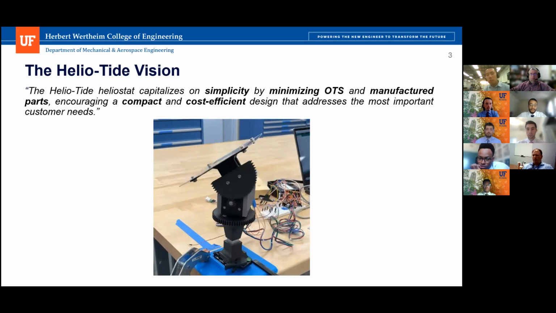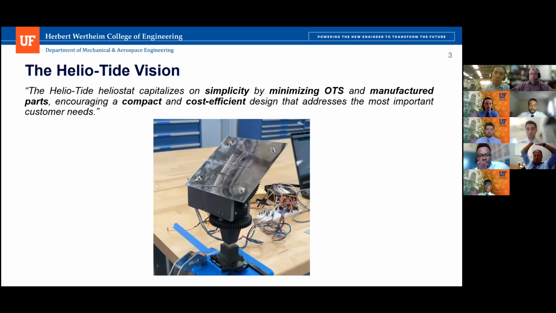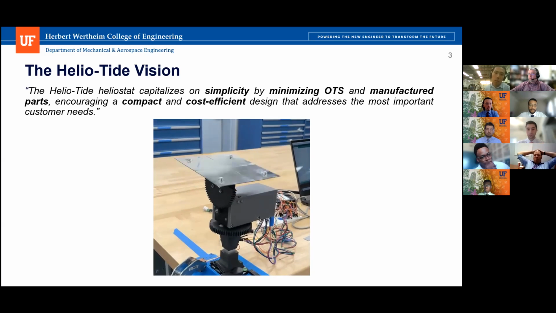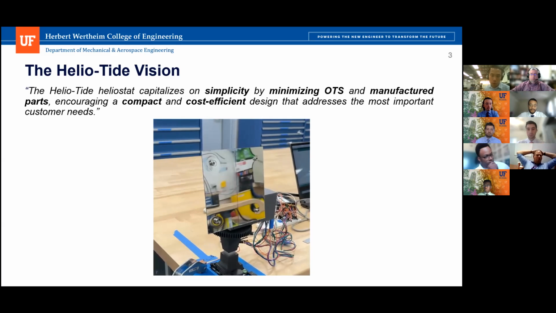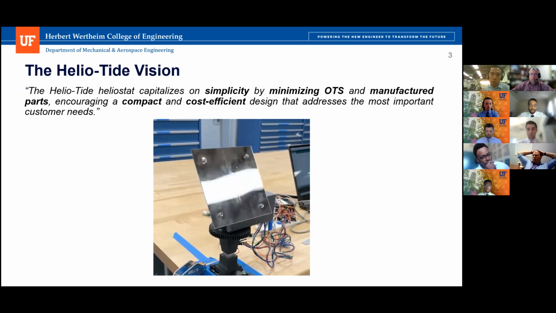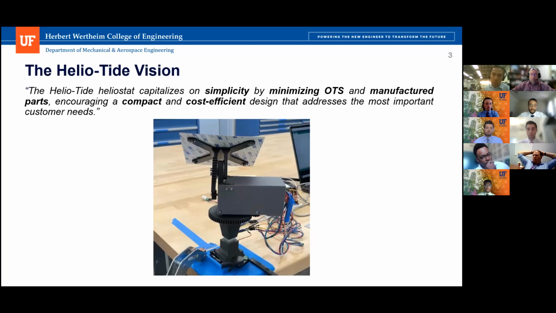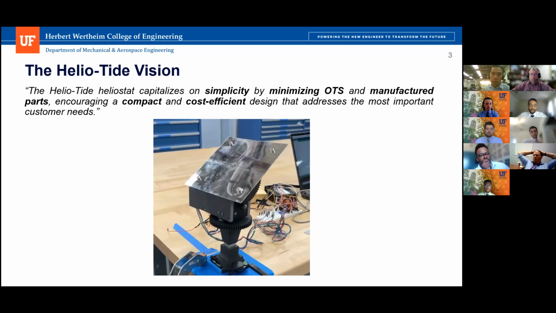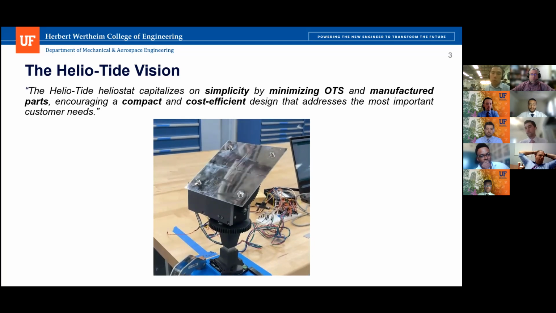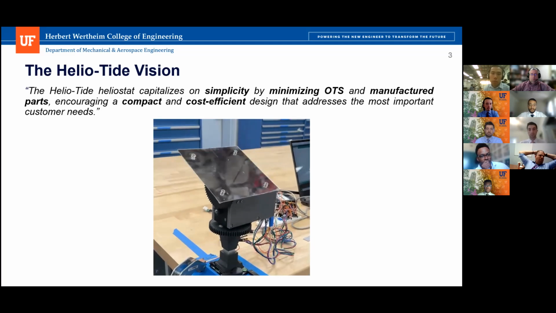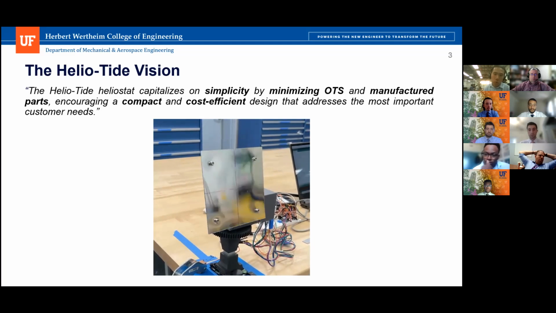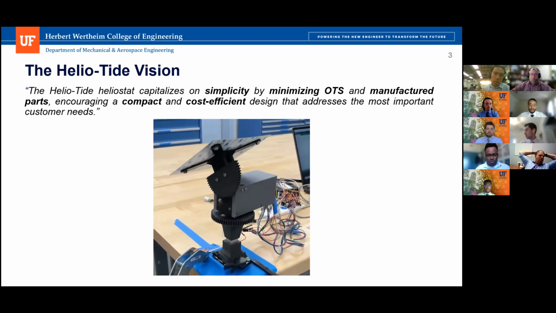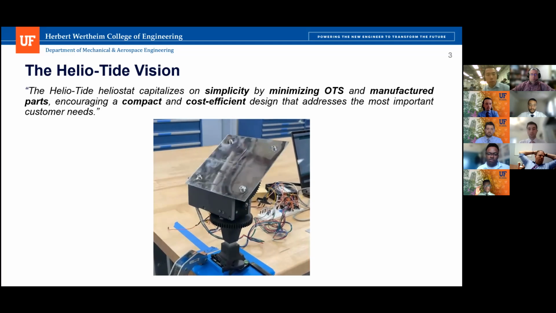So back to our design, our central design priority really boils down to one thing: to minimize both the off-the-shelf and 3D printed parts used in order to build a Heliostat. Because of this, we were able to develop a Heliostat that is compact in size, easy to assemble, and most importantly, cost efficient, meeting the tight budget requirement defined by our customers. And as you see, here's a picture of the prototype at the bottom of your screen.